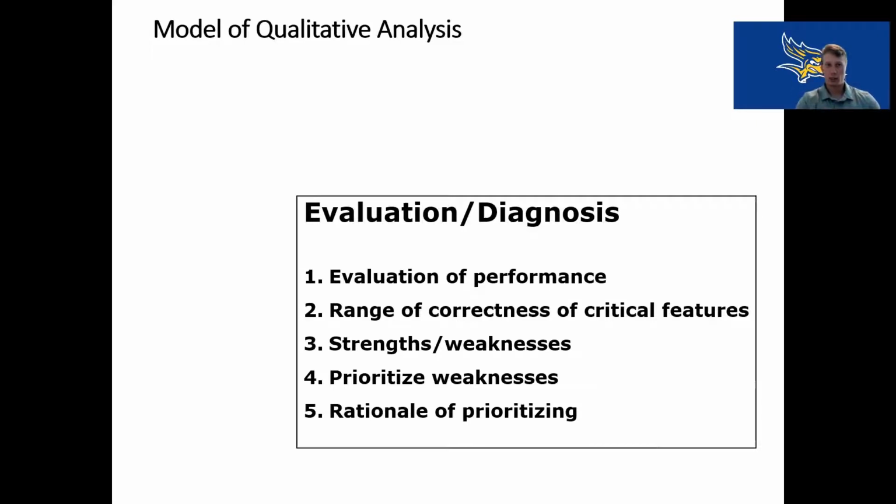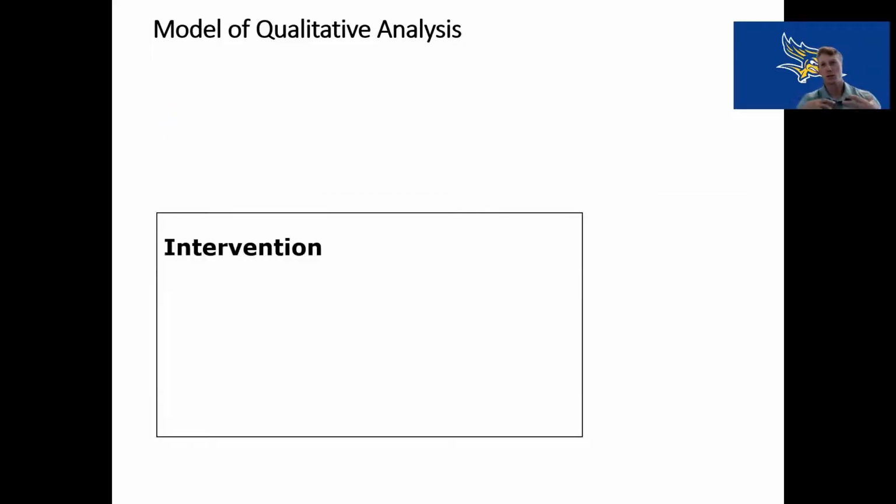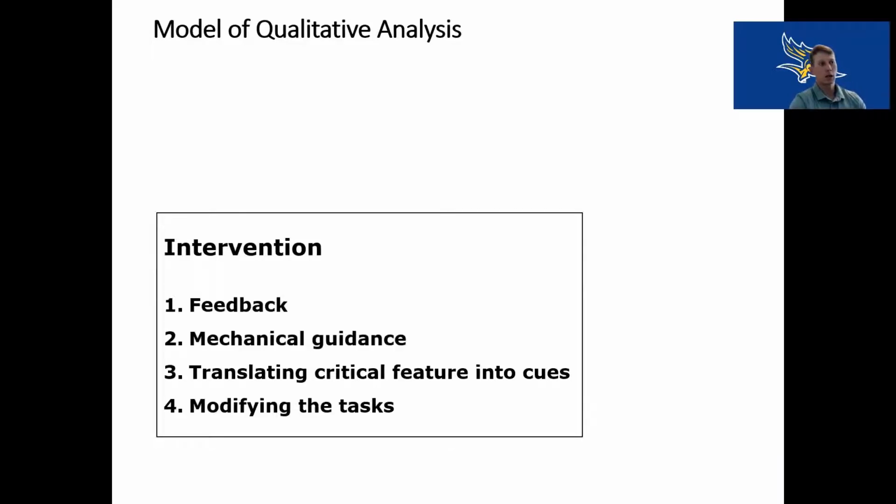because prioritizing the weaknesses allows us to build up from the floor. If we can bring the floor up of the quality, we're going to improve the overall quality of that movement. And then we have to have a rationale for why we picked those movements and those weaknesses in order to improve the quality of movement, which comes in the intervention phase. So this intervention phase is where we give feedback, guidance. We take those critical features that we know and we turn them into cues or feedback cues to help our client, our athlete, our mover modify their task or modify their movement so that they can improve its quality.